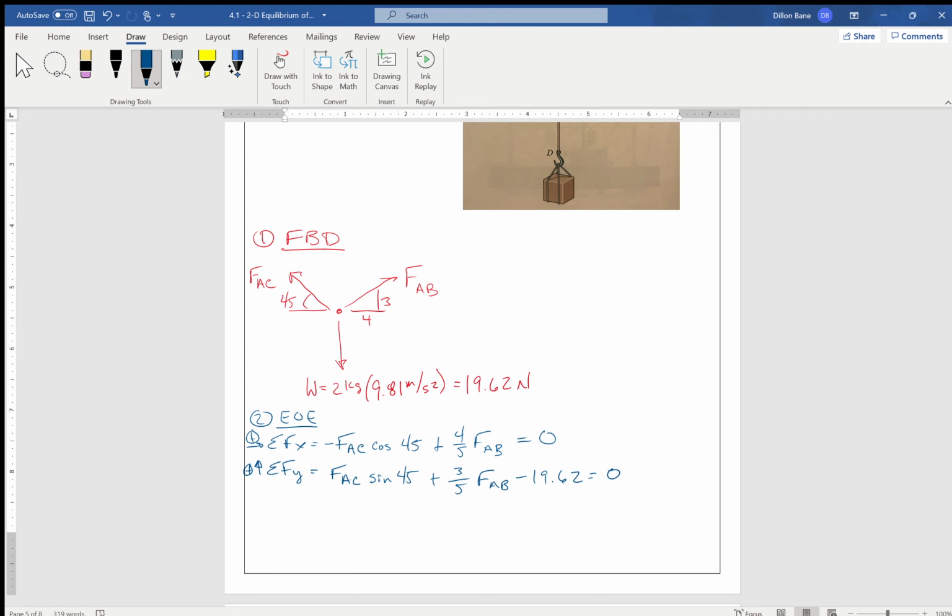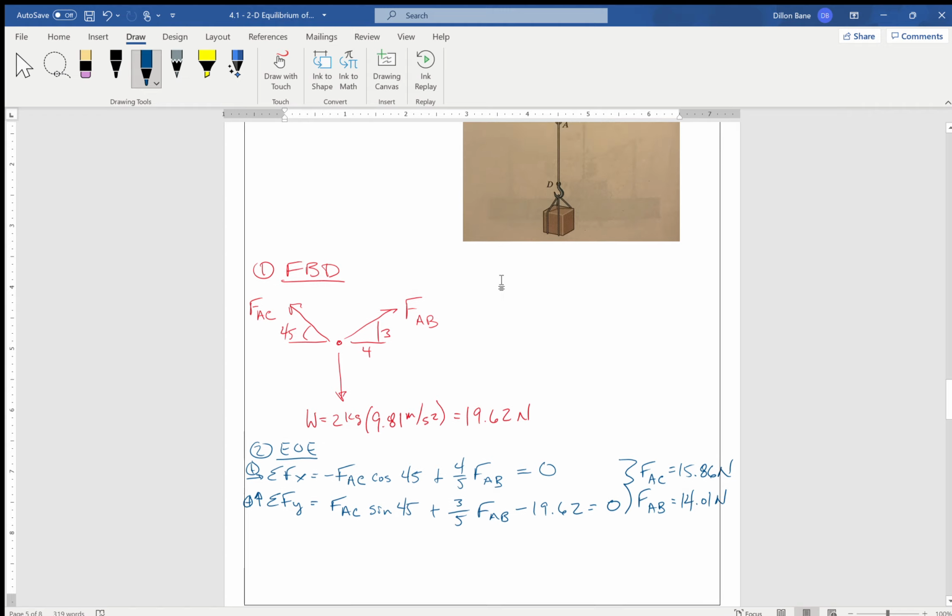So now what we have here is two equations, sum of forces x and sum of forces y, and two unknowns, FAC and FAB. Two equations, two unknowns. It is a solvable system of equations. If we solve those two equations simultaneously by substitution, what we find is that FAC is 15.86 newtons and FAB comes out to be 14.01 newtons.